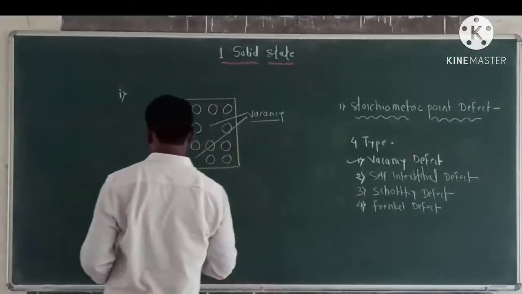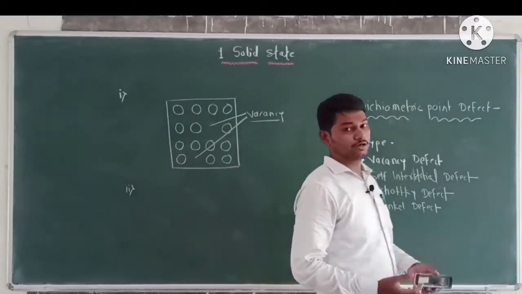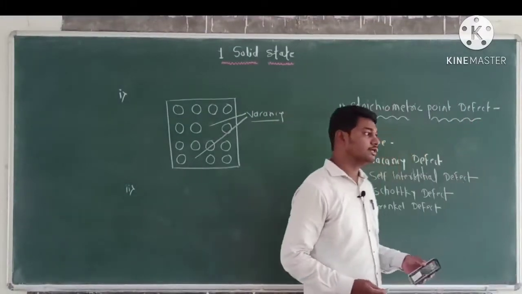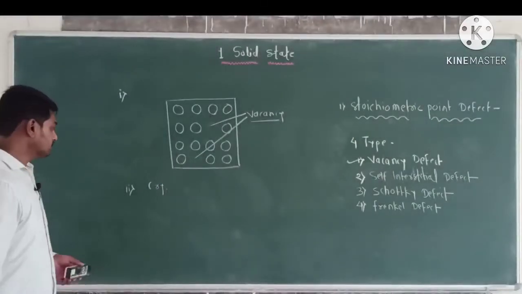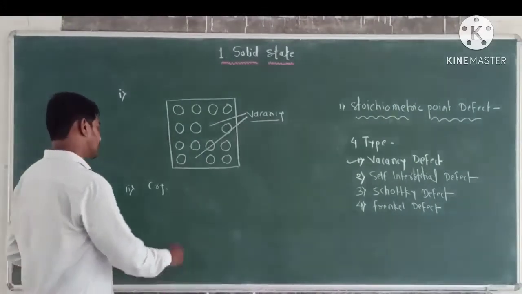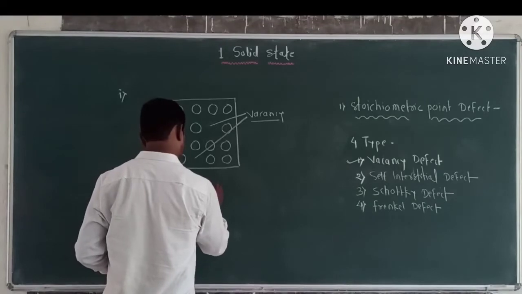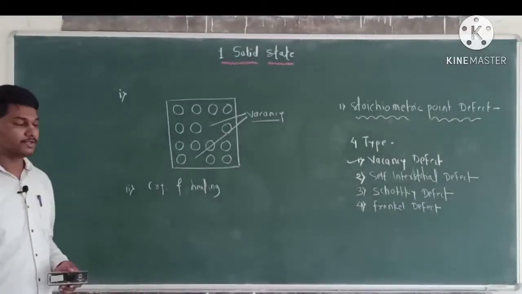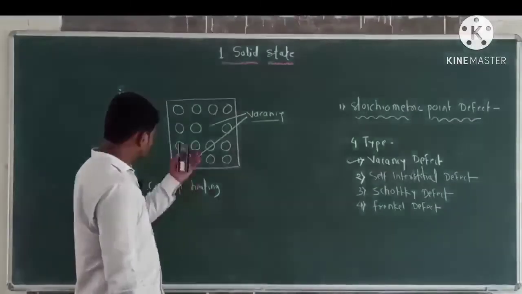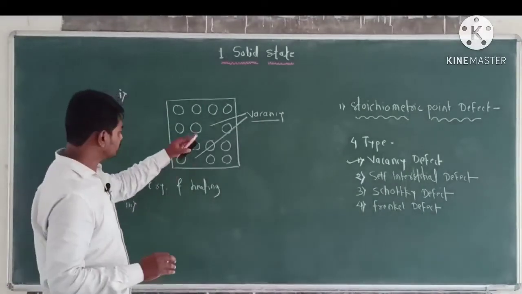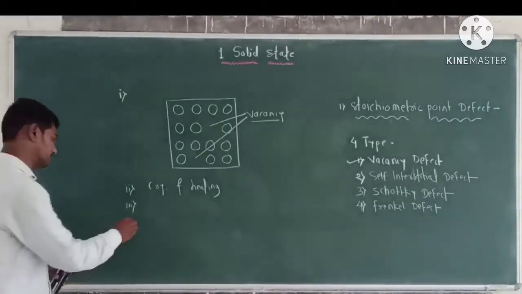Now, second point, the vacancy defect generally occurs during crystallization, and sometimes it is produced at the time of heating of the substance. And third point, in this defect the number of constituent particles decreases. Therefore the mass of the substance decreases.